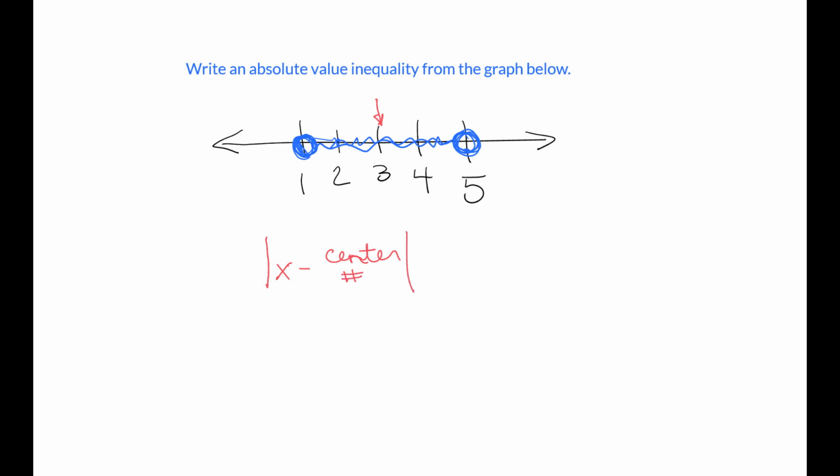And this one is going to be less than because we're shading in the center. If it was on the outsides, it would be greater. So less than is in the middle, greater is on the outsides. Okay, it's not or equal to because these circles are open. And then the number that goes over here is the distance away from the middle, the distance from center to endpoint.